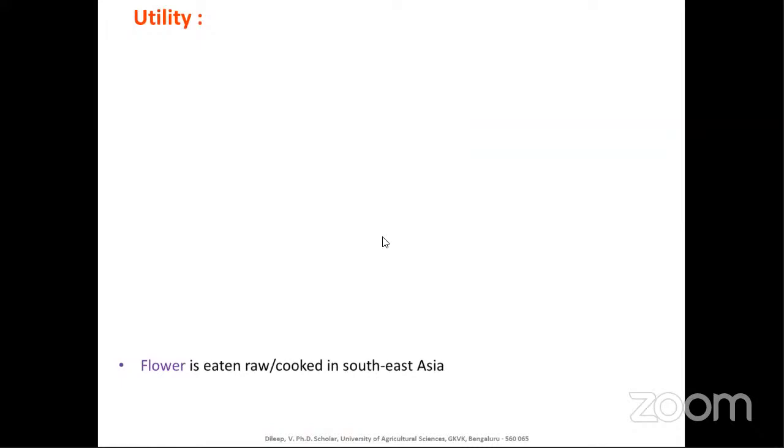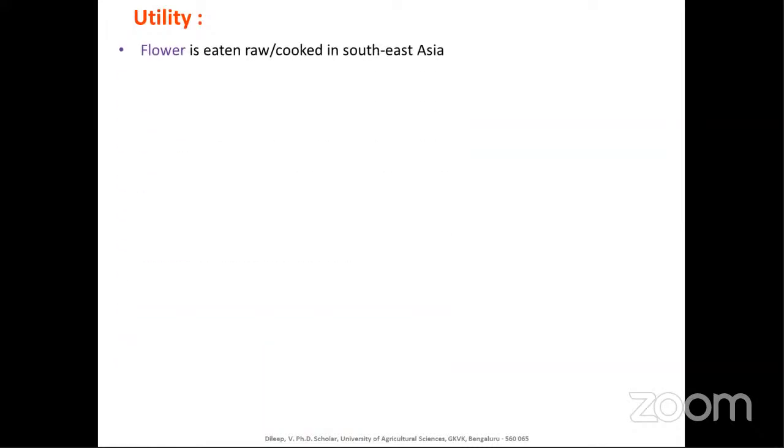Moving forward, utility, we all know that it has a wide range of utility. The flower is eaten raw or cooked in Southeast Asian parts. The pseudo stem, the trunk portion, they won't use directly, but the core of the pseudo stem is used for cooking in Myanmar, and not only in Myanmar but in West Bengal and many parts of India.